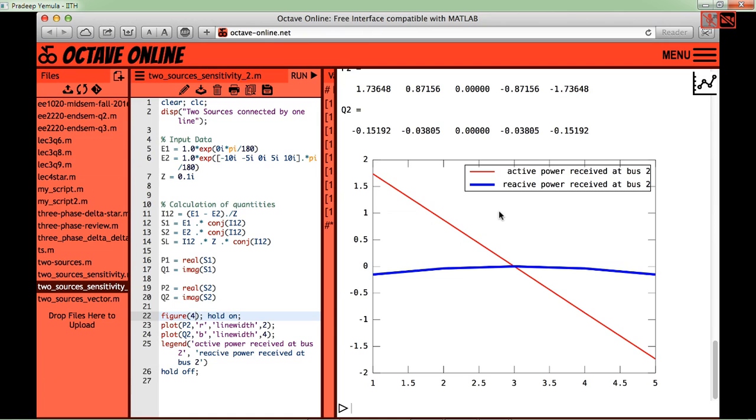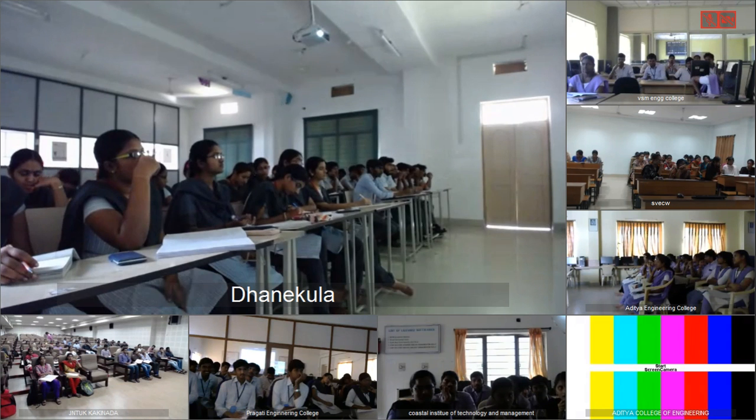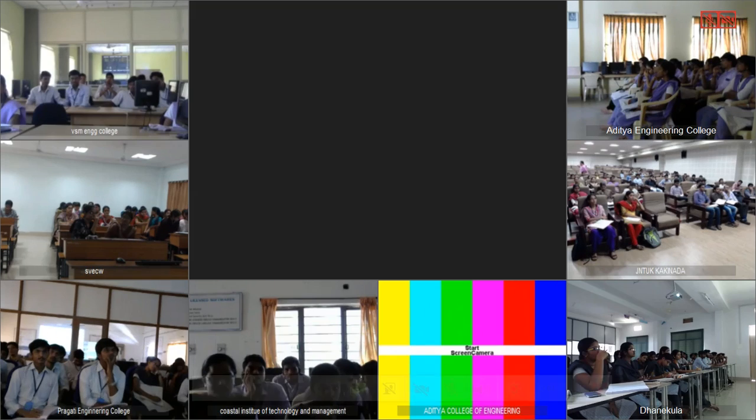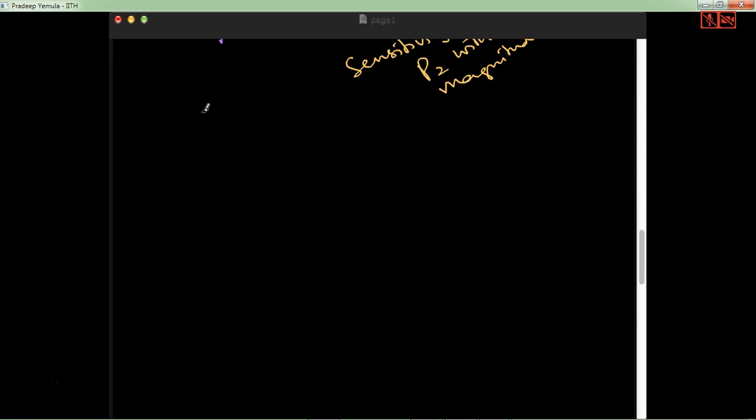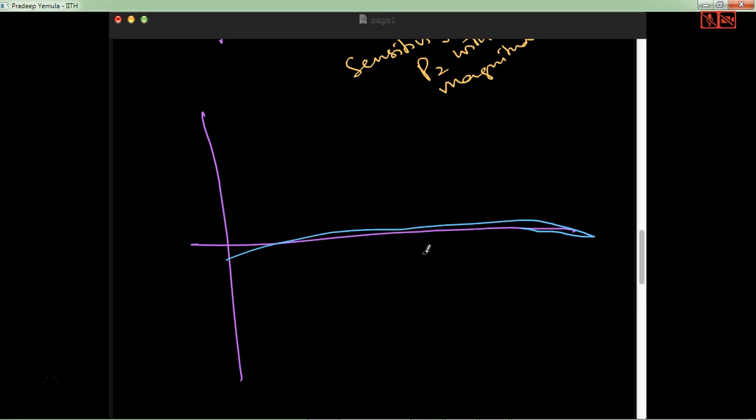So if I go back to my code once again, that is the magnitude of delta 2. Once again, this is the y-axis, this is the x-axis. So the reactive power is almost like this. This is Q2. No variation in the reactive power. But the active power is changing like this. So when the angle is negative, this is P2.